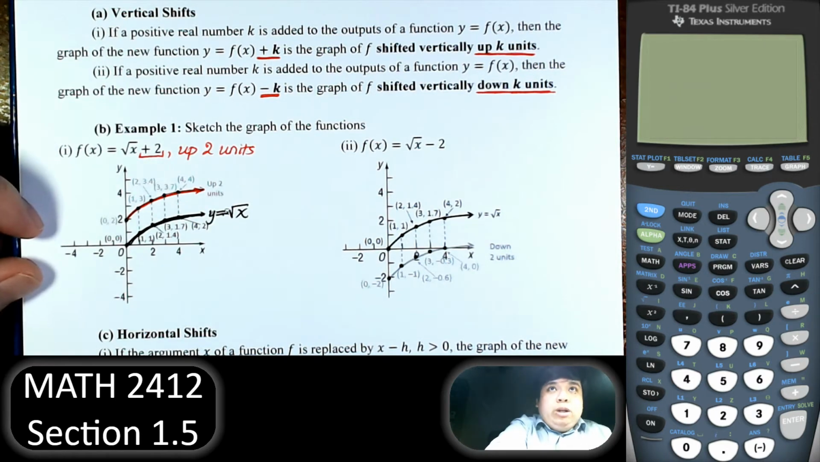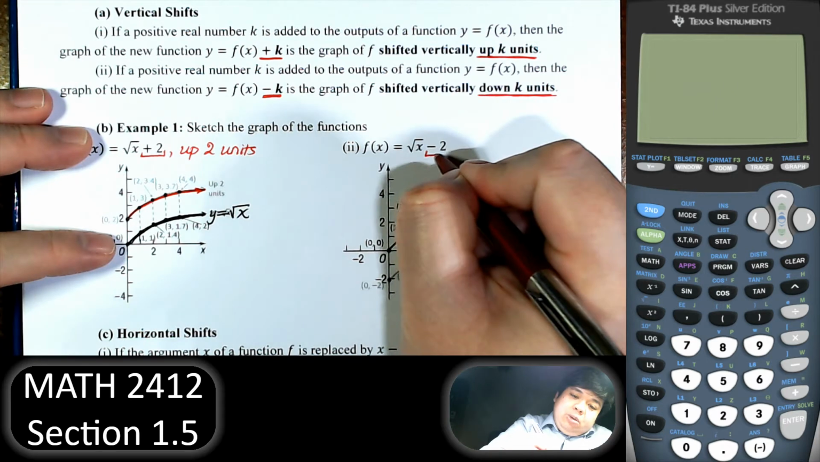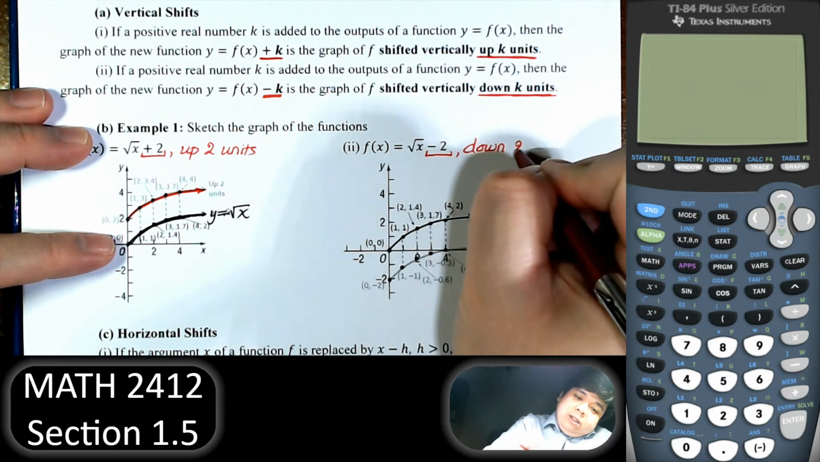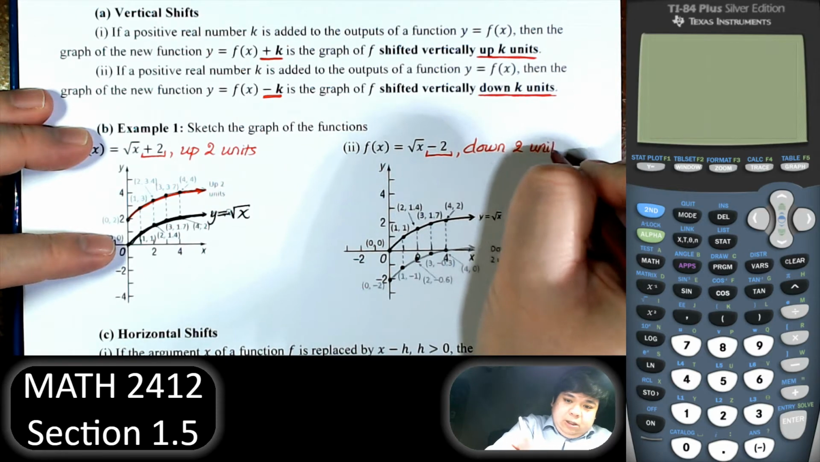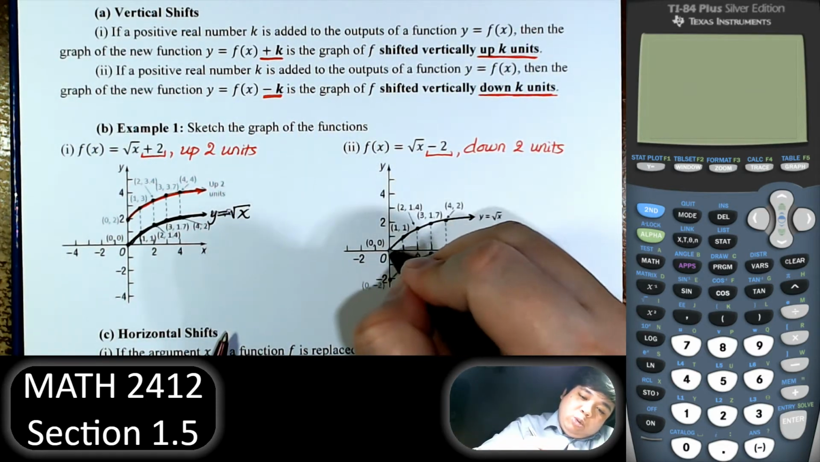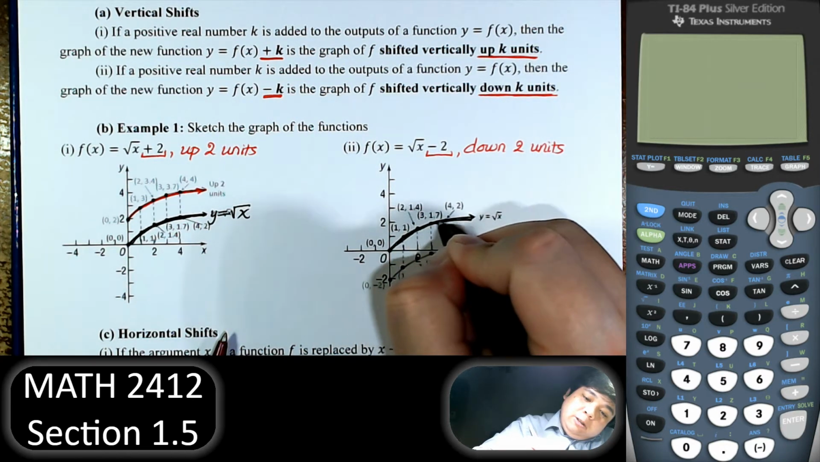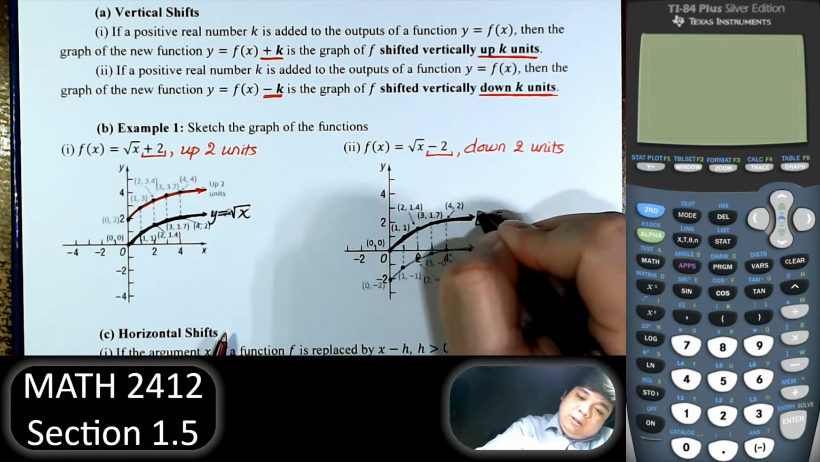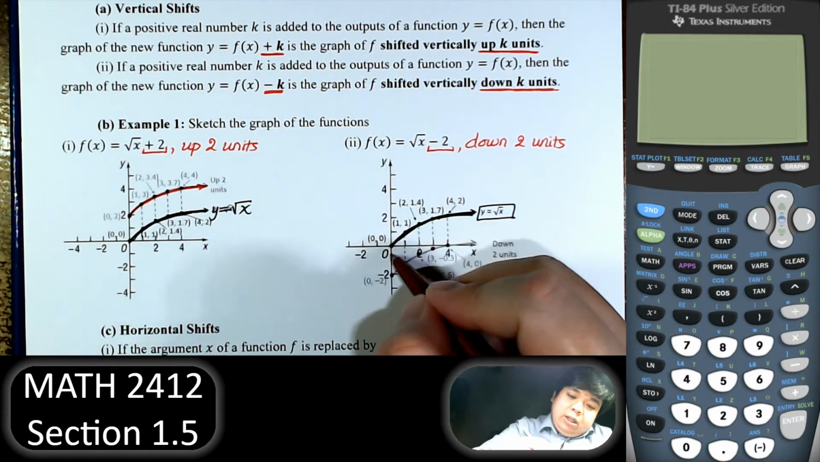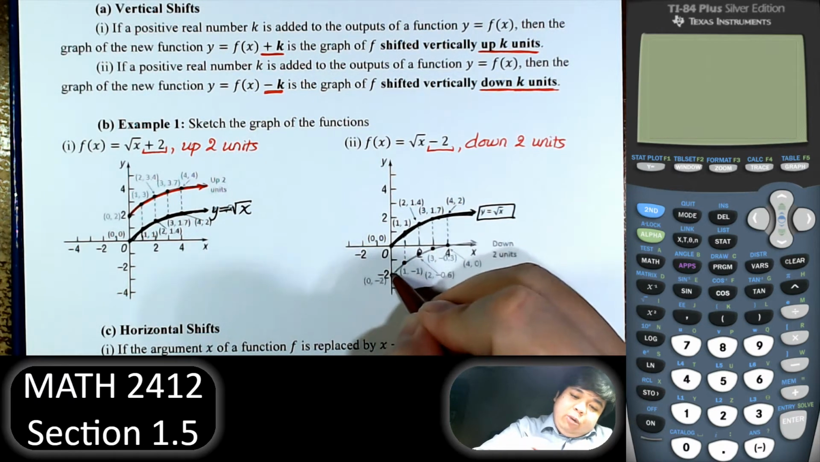Go up 2 units. If it's minus 2, it will go down 2 units. And once again, we start with the basic function of square root of x, and then all the points are moved 2 units down. And we have this graph.